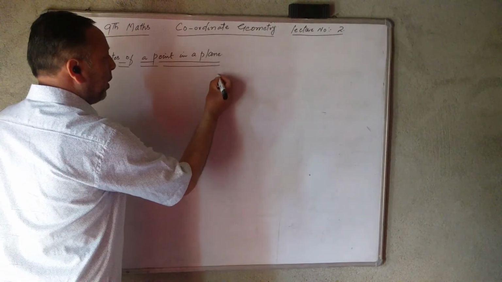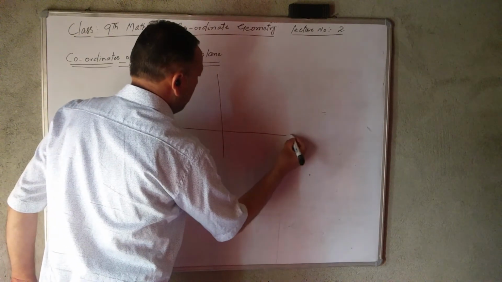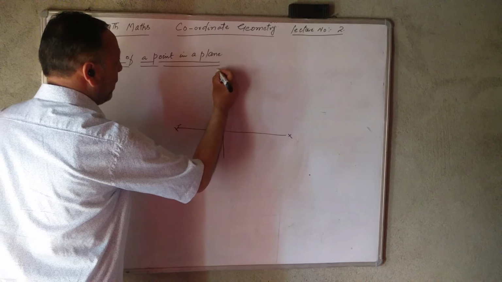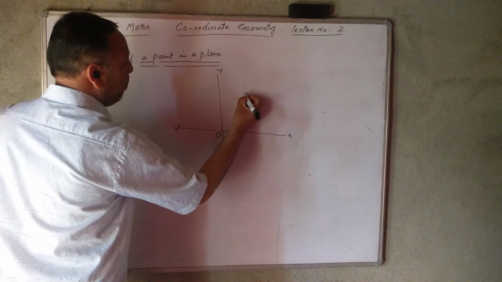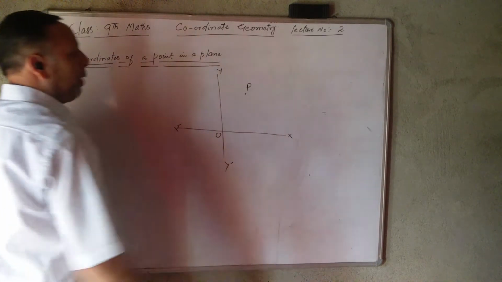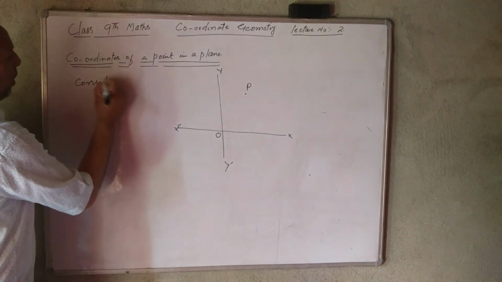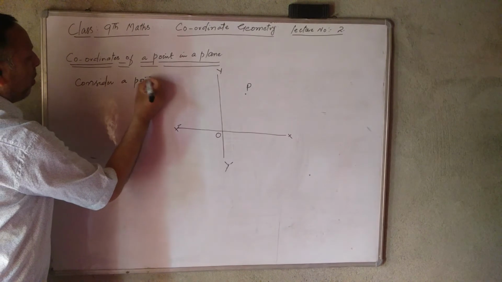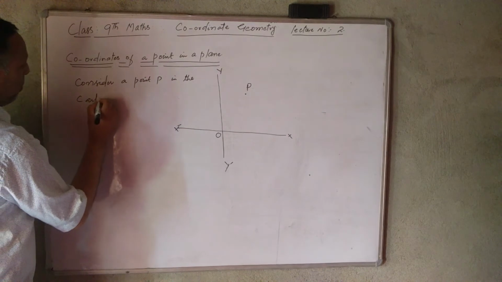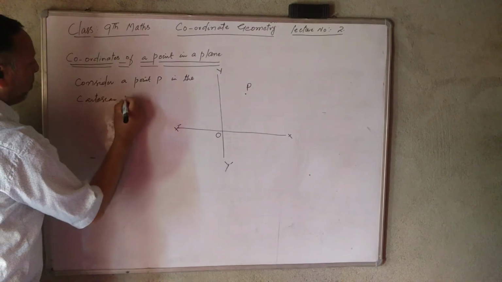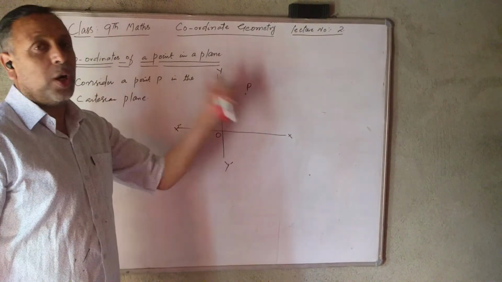So let us draw a Cartesian plane. X-axis and y-axis. This is the origin O. Let P be a point in the plane. So consider a point P in the Cartesian plane. Then how to find its coordinates?